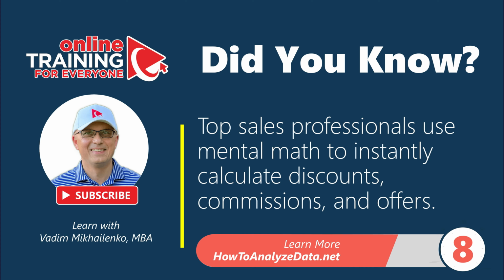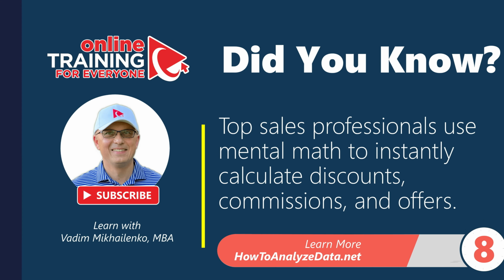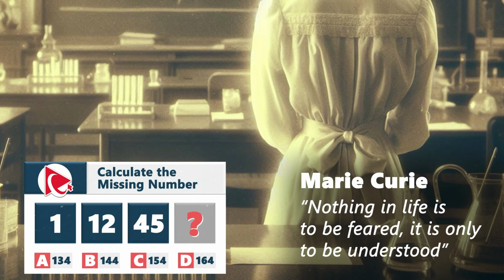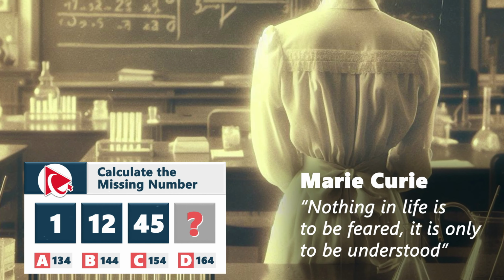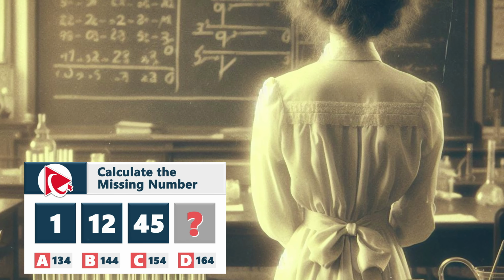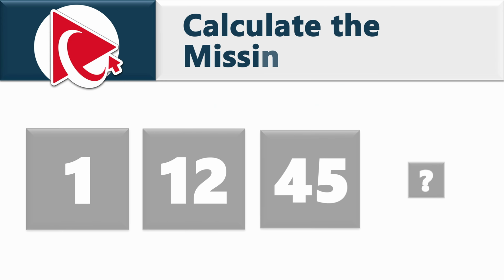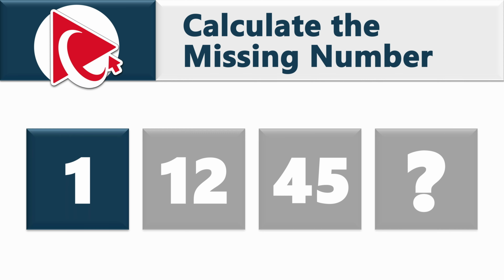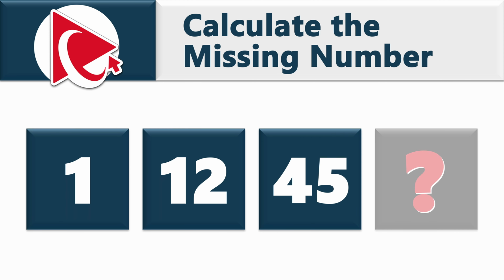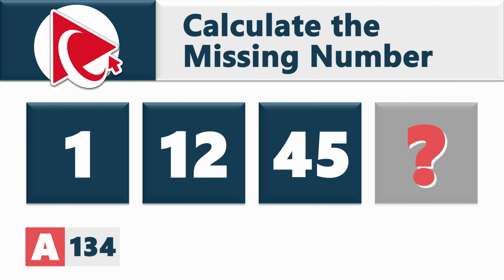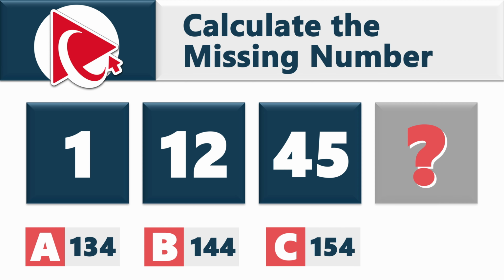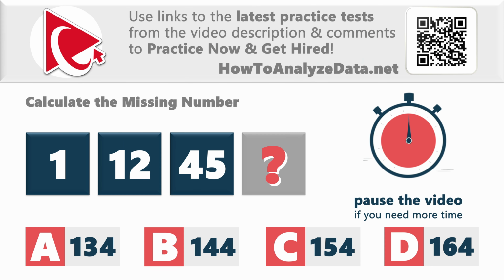To solve this challenge, let's draw inspiration from Marie Curie, who once said, "Nothing in life is to be feared, it's only to be understood." Now it's time for you to understand how to solve this question. You're presented with the series of numbers 1, 12, 45, and the next number is missing. You need to calculate and select your answer out of 4 possible choices. Choice A, 134. Choice B, 144. Choice C, 154. And last but not least, choice D, 164.